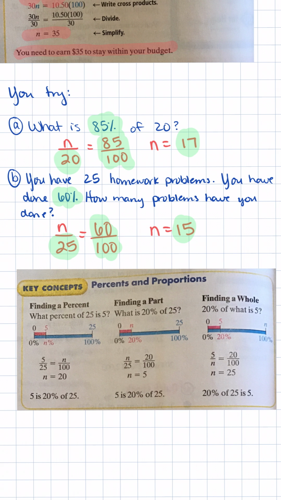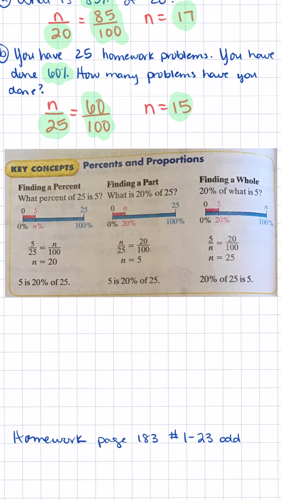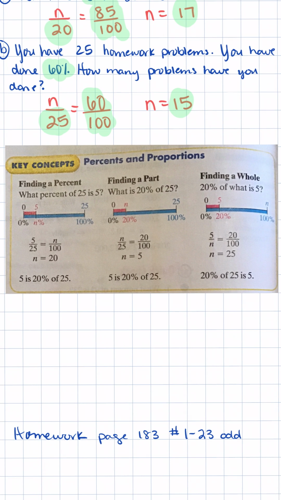Okay, now let's look at this chart. Things for you to remember: percents and proportions. Finding a percent, this is what you need to keep in mind. What percent of 25 is 5? We put 5 over 25 equals n over 100. These are the percents, and those are the numbers.